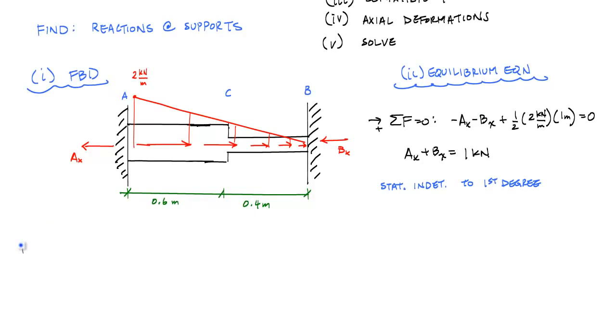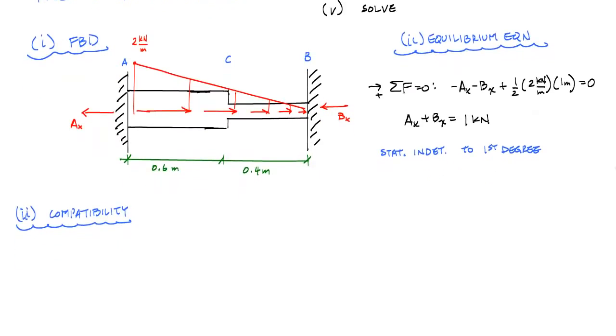So step 3, I'll call this a compatibility step. And right away, the first thing you should notice is that these fixed supports, no matter how much point C moves to the right, the relative displacement between B and A is equal to 0. Delta BA is equal to 0. And as a sum of parts, I could say that the deformation of C with respect to A plus the deformation of C with respect to B also must equal 0.